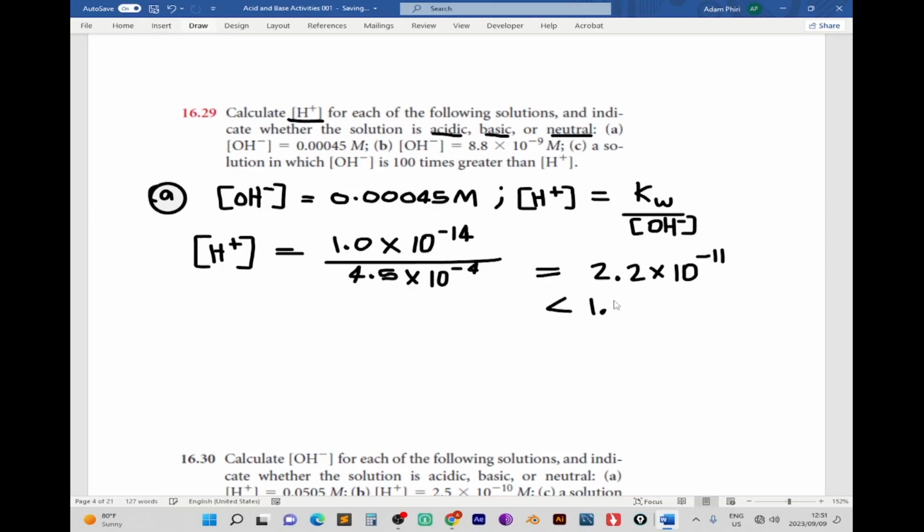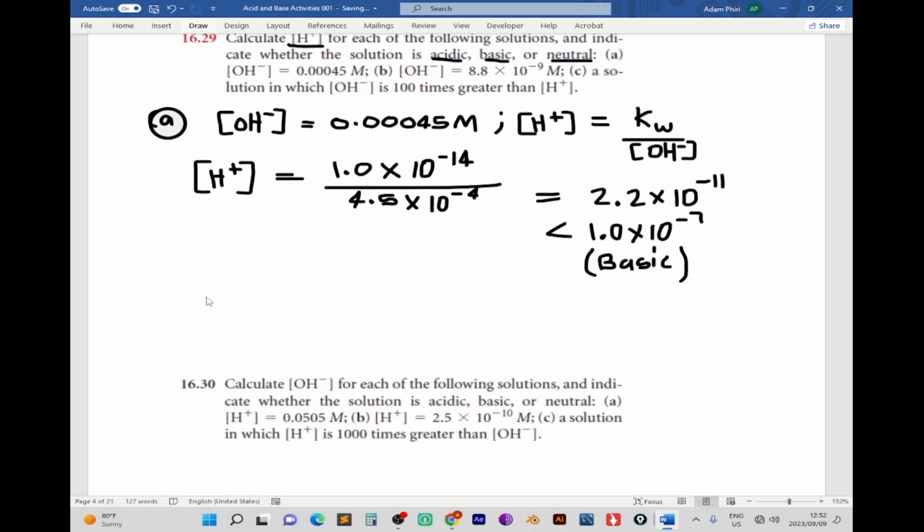So as you can see, 2.2 is less than 1.0 multiplied by 10 to the power negative 7. So that gives you basic. So that's one way of checking whether it's basic, just by looking at the neutral value, the concentration of acid. If it's more than, then it's an acid.